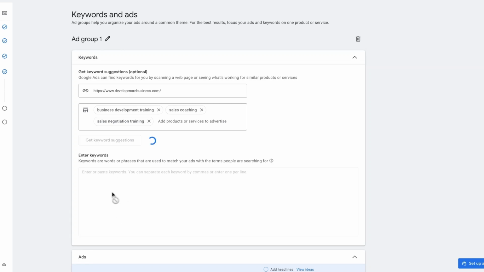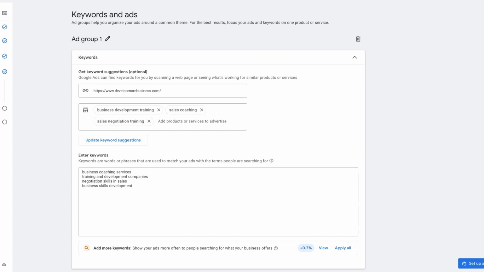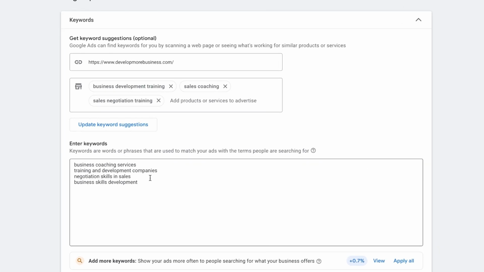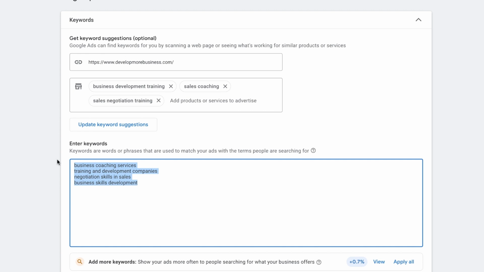First, we need to make sure that we are choosing the right keywords for the campaign. Remember, keywords are search terms which people who are in your target market are going to be searching on Google and other platforms owned by Google. So in this example, we want to go after keywords that are important to this particular business.